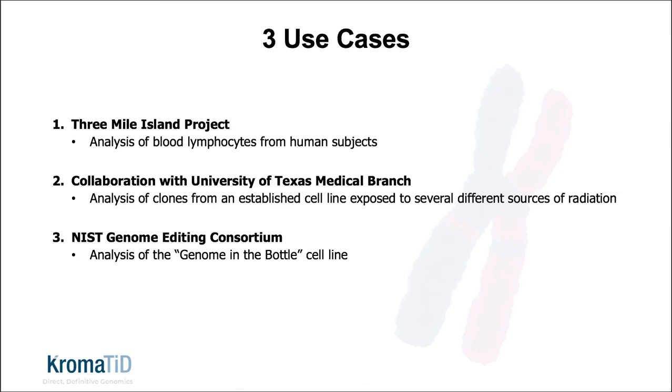To elaborate on the value and utility of DGH SCREEN, I wanted to talk to you about some results from 3 studies we used to beta test this assay. The first experiment is a collaboration with the University of Connecticut to measure radiation-induced structural rearrangements in Three Mile Island survivors. The second experiment involves analyzing clonal cell lines generated from an immortalized human fibroblast line exposed to several different types of radiation in collaboration with the University of Texas Medical Branch. And the third experiment is an analysis of the GM24385 cell line, the Genome in a Bottle line, widely referred to as the most sequenced genome in the world. That is a collaboration with the NIST Genome Editing Consortium.